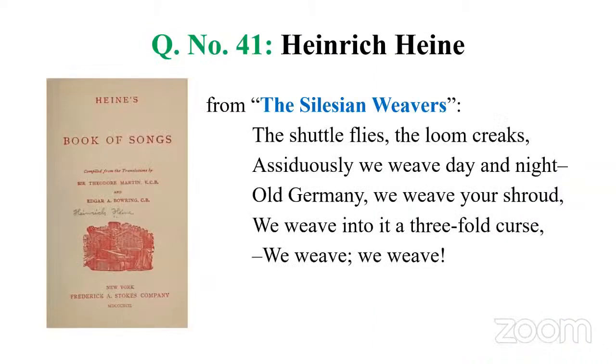Next, we go for the German poet Heinrich Heine, spelling H-E-I-N-R-I-C-H, Heine, H-E-I-N-E, Heinrich Heine. His famous poetry collection is Book of Songs. Almost most of his poems are collected in this collection. But here are a few lines from his poem, The Silesian Weavers, S-I-L-E-S-I-A-N, The Silesian Weavers. Let's read. It talks about the pathetic condition of the weavers. So these are the lines.